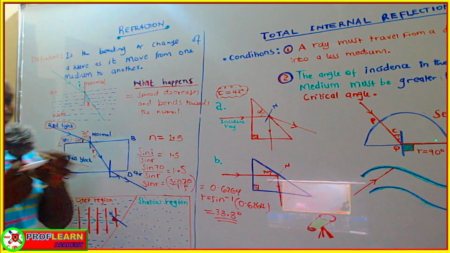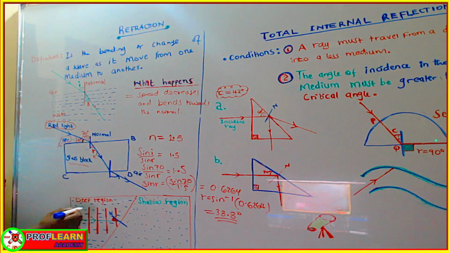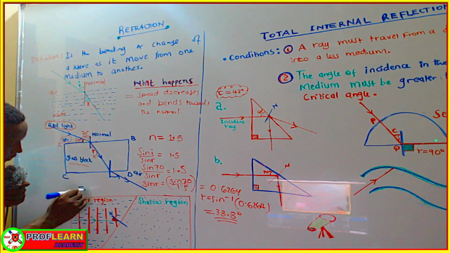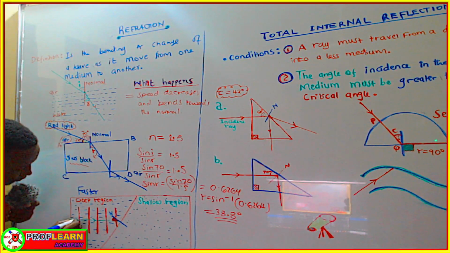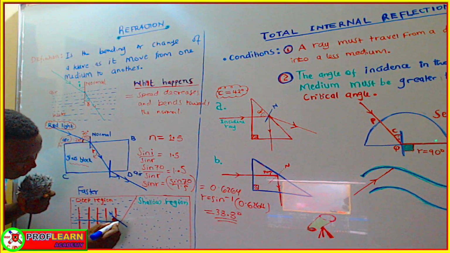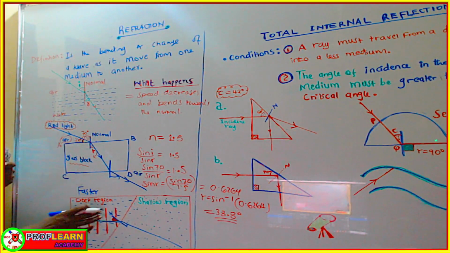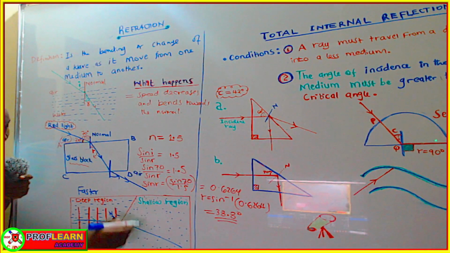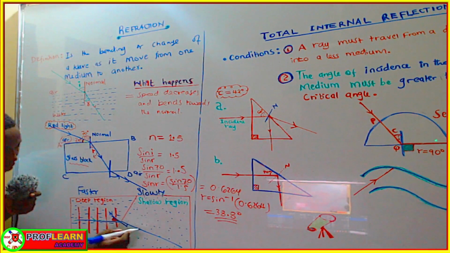We can talk about waves moving from a deep region to a shallow region. What you need to remember is that when a wave is moving in a deeper region, it's moving faster. The moment it comes to the shallow region, the speed is going to decrease. So the wave is going to bend towards the normal, and the angle we shall have here is smaller. Because it slows down in the shallow region, our waves move slowly.